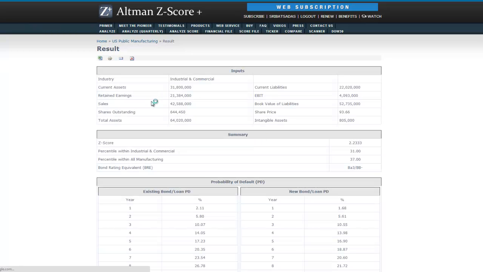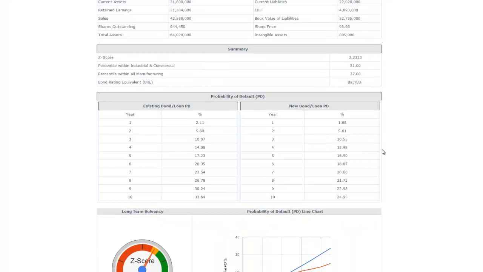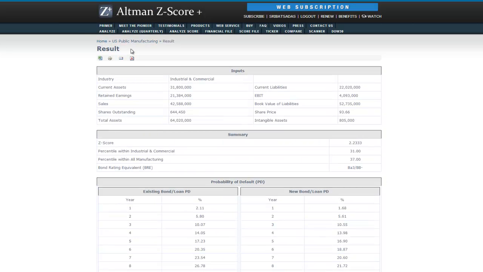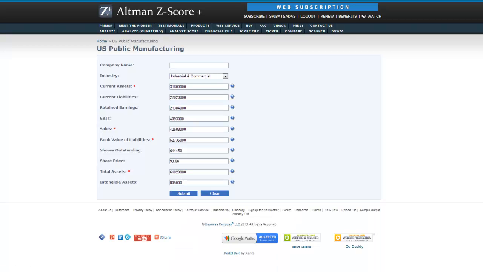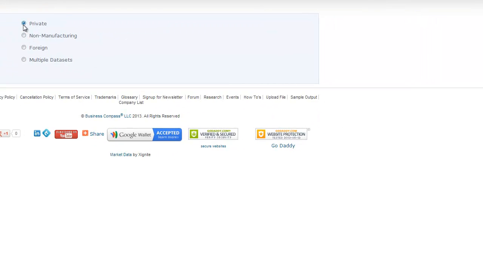Here we see the analysis: the Z-score, percentile ranking, bond rating equivalent, existing bond loan PD, new bond loan PD, and at the bottom there is a gauge that indicates the long-term solvency and default probability of the company. And now let me go back and we shall look at a US private manufacturing company.